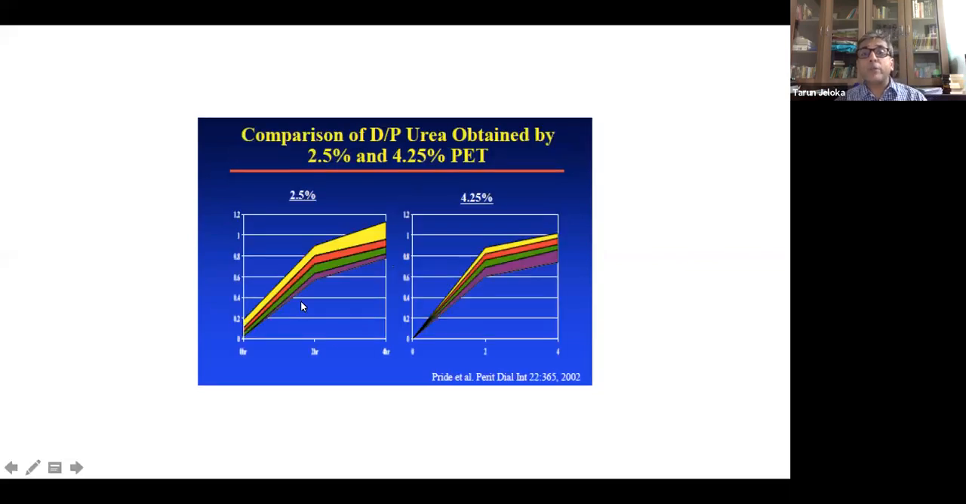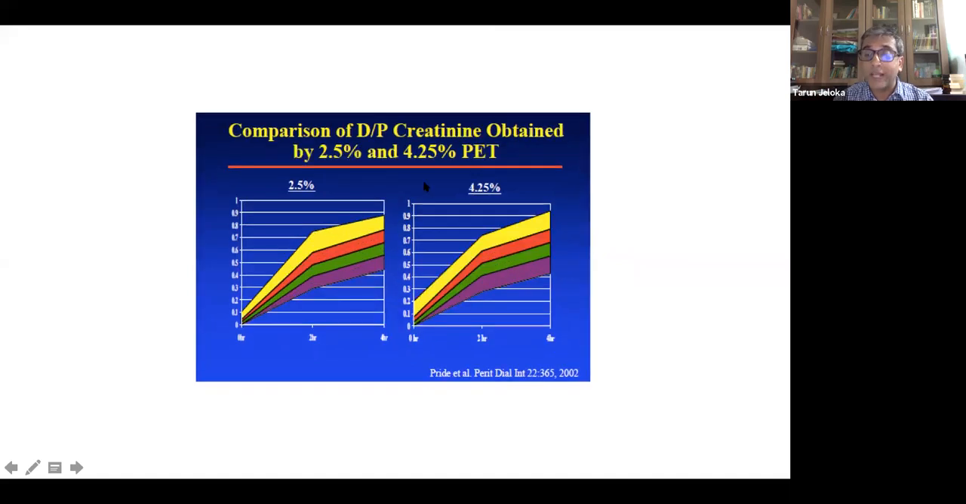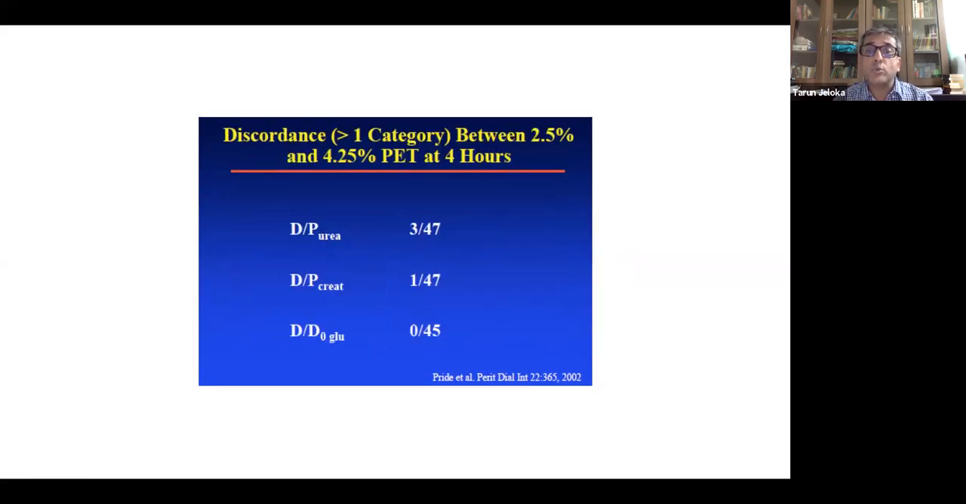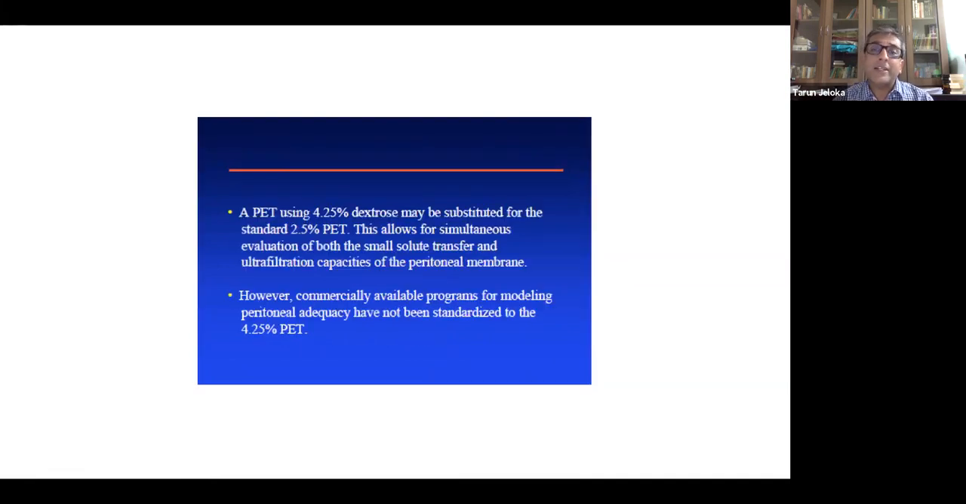So if you compare between 2.5 and 4.25, the curves are similar. See, this was D/P urea, this is D/P creatinine, and this is D/D0 glucose. The curve looks exactly similar. And there was a study to look at the concordance between 2.5% and 4.25%. It was relatively concordant. If you see urea, there were 3 discordants. Creatinine, there was only 1 out of 47. And glucose, there was no discordance. So 4.25 can also be used, and it has an advantage that you can label ultrafiltration failure.